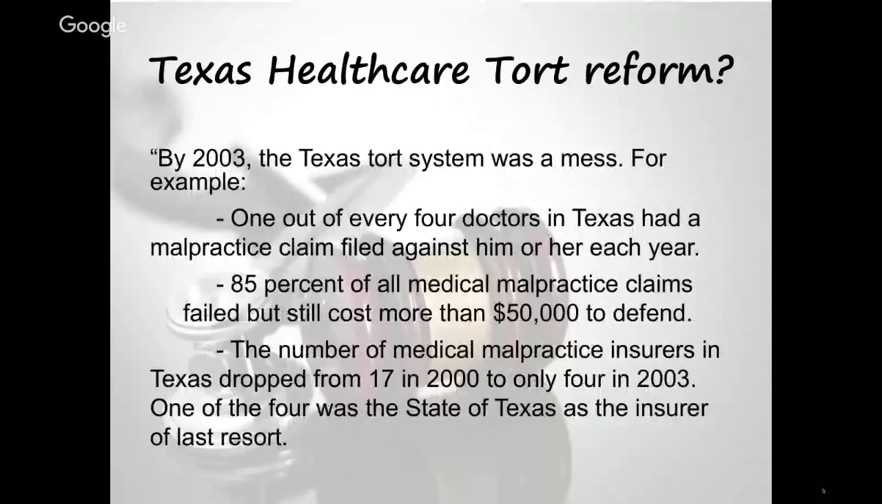In 2003, the Texas tort system was a mess. For example, 1 out of every 4 doctors in Texas had a malpractice claim filed against him or her each year. 85% of all medical malpractice claims failed, but still cost more than $50,000 to defend. The number of medical malpractice insurers in Texas dropped from 17 in 2000 to only 4 in 2003, and one of the four was the state of Texas as the insurer of last resort.